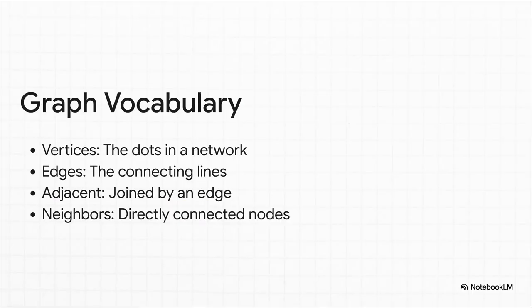Let's quickly lock in our vocabulary so we're fully equipped for the puzzles coming up. Vertices, or nodes, are literally just the dots in our network. Edges are the lines connecting those dots. When two dots share a line, we say they're adjacent, and if you're focusing on one specific dot, any other dot connected directly to it is called its neighbor. Pretty straightforward, right? That is the core anatomy.